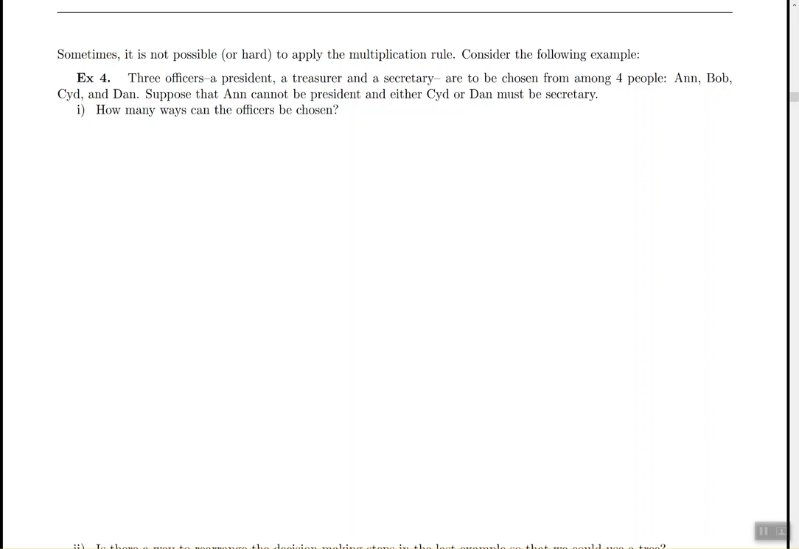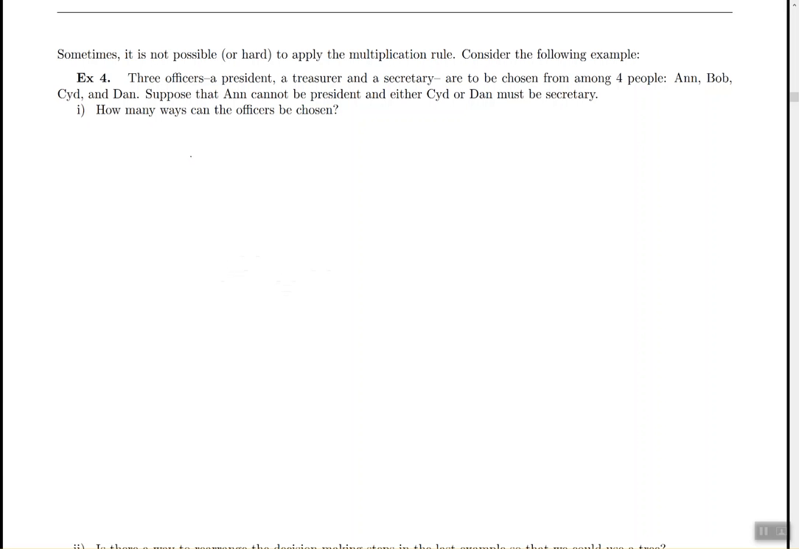So the problem here is that if you're chosen as a president, you cannot be also treasurer and secretary. So basically there's a situation with no repeats allowed. And there are certain restrictions on, for example, Sid and Dan. They have to be secretaries, but they cannot be treasurers or presidents. So that screws up our calculation. So let's make a tree and look at the tree and figure out what's going to happen.